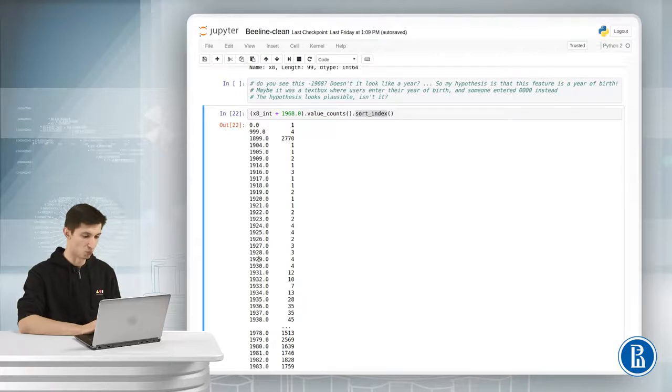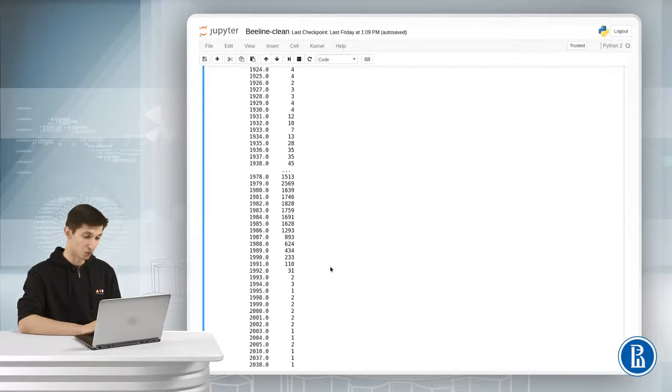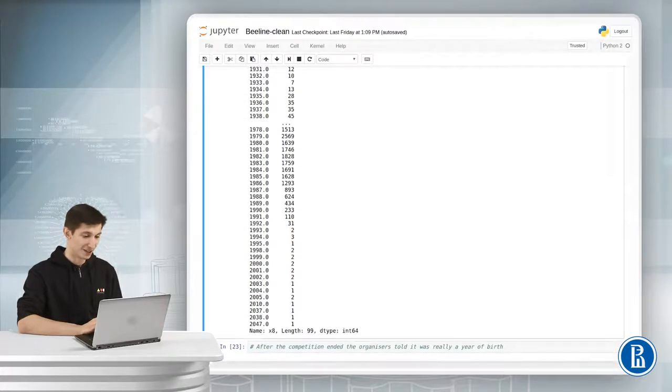And then we see some weird values in here. People just put them at random. And then we see some kind of distribution over the dates that are plausible for people who live now, like 9080, well, maybe 9038. I'm not sure about this. And yes, of course, we see some dates from the future. But for sure, it looks like a year of birth, right?